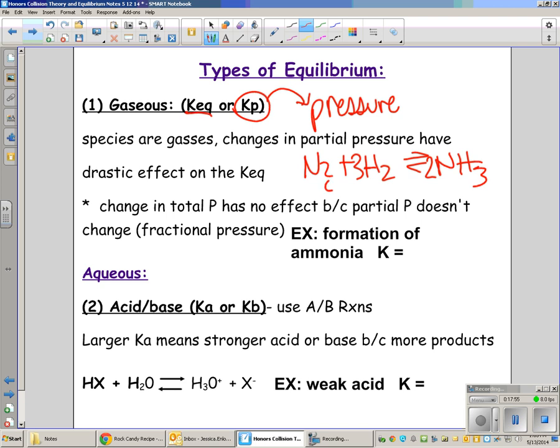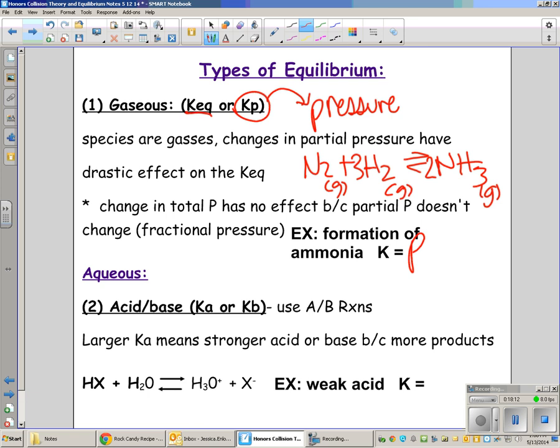There we go. This is gas, gas, and gas. Instead of just writing brackets, sometimes we might have to use pressures. So it looks just a teeny bit different. We're still going to do products over reactants though. We're still going to raise it to their exponent. So I'm going to say partial pressure.